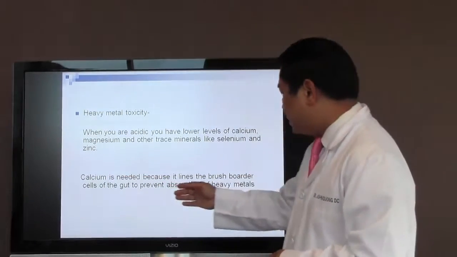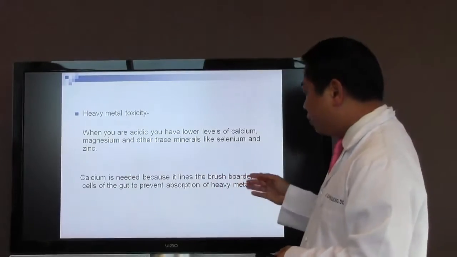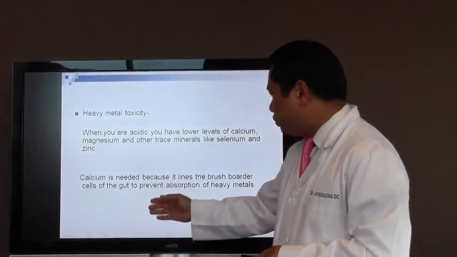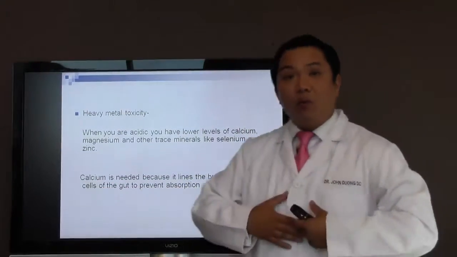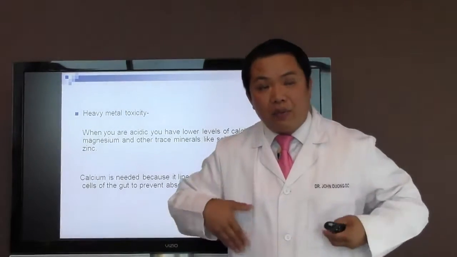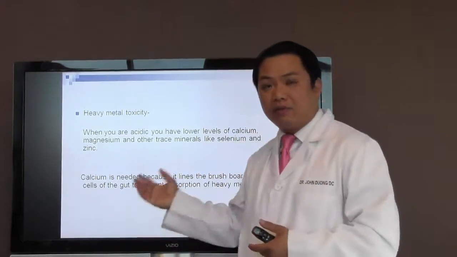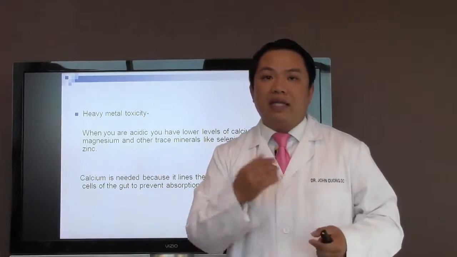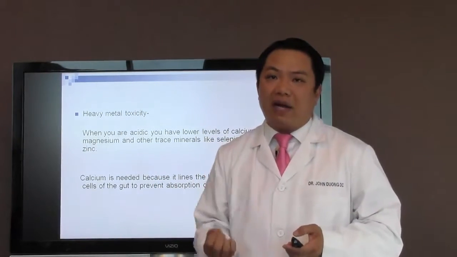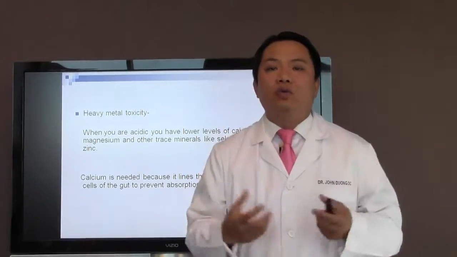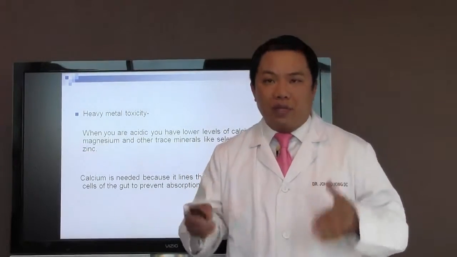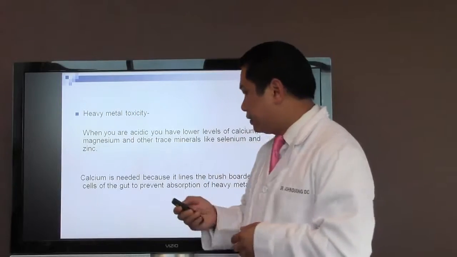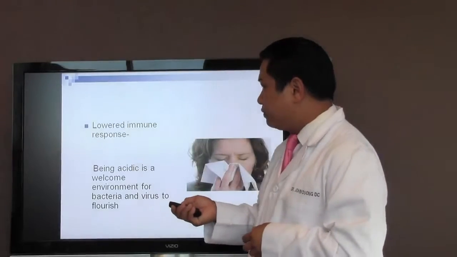Calcium is needed because it lines the brush borders of the cells of the gut to prevent absorption of the heavy metals. When your gut has the appropriate lining to support it, and calcium is one of the components, your lining will be supported. It doesn't leak through, it doesn't absorb heavy metals. So your blood won't be intoxicated. So calcium is very important.